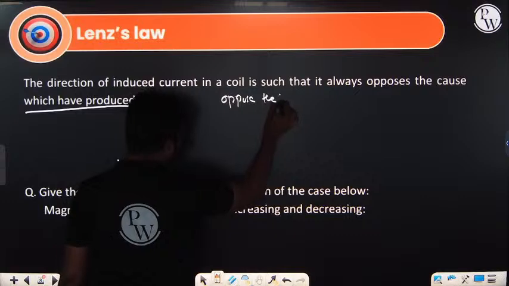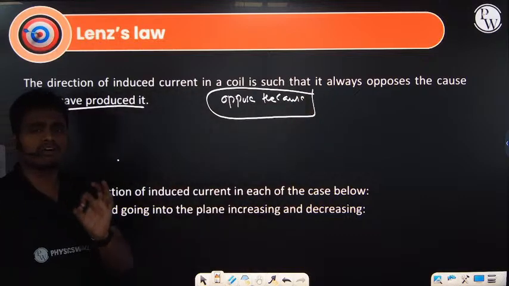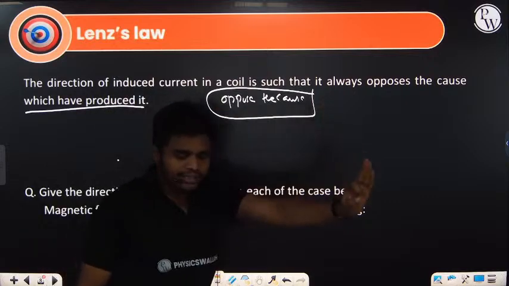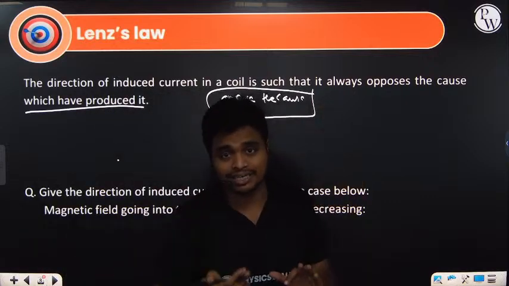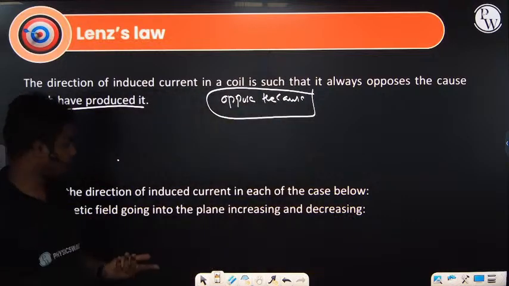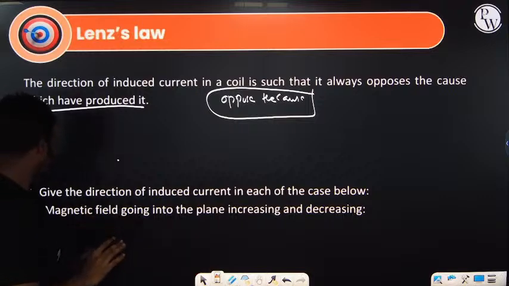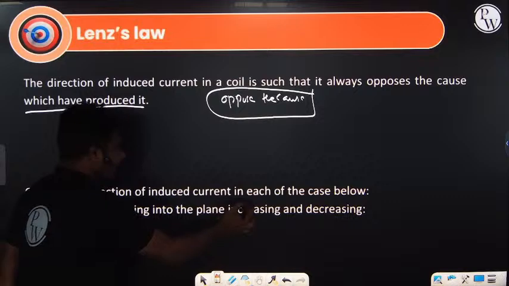Most of the students have difficulty here in finding the direction. It is very simple. It will oppose the cause which has produced it. If the cause is an increase in magnetic field, it will try to decrease it. If the cause is a decrease in magnetic field, it will try to increase it, and vice versa. So let's see some cases in which Lenz's law will be very clear. Give the direction of induced current in each of the cases below.